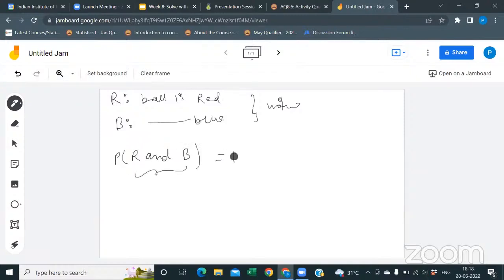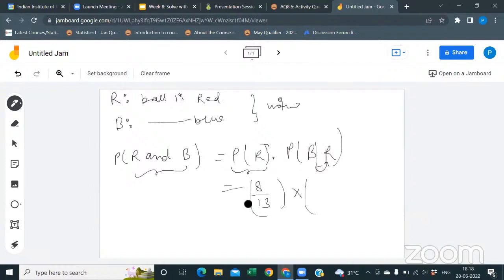That means I can find the probability of red ball into the probability of blue ball given red ball. See, this "given" means the first ball is red. So what is the probability of drawing the first ball as red? It's 8 by 13, into what will be the probability of drawing a blue ball? 5 by 12. That's it.